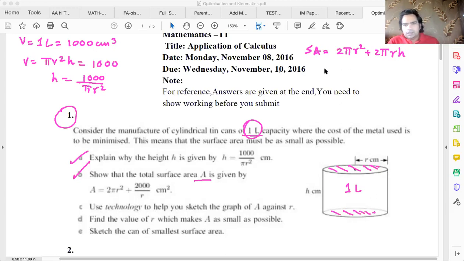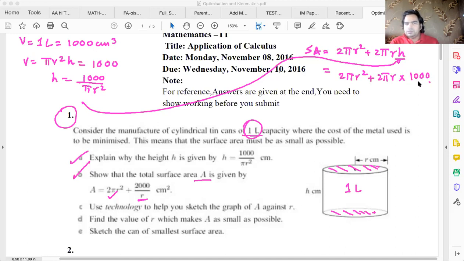So we have got already 2 pi r square, we can see, but the problem here is that this expression has height, and we want an expression without height. So it means that we're going to use this height expression that we got earlier, and get 2 pi r square plus 2 pi r times 1000 over pi r square. Now this pi and pi get cancelled, one of the r get cancelled, so you get the surface area expression will be 2 pi r square plus 2000 over r. So this is the second expression that we got.